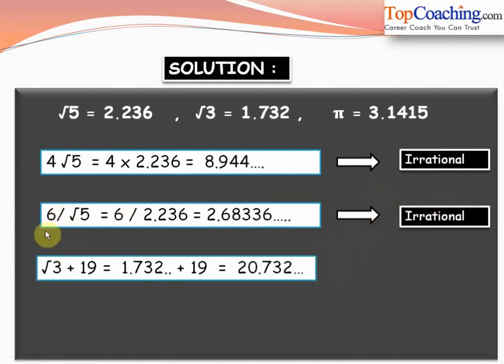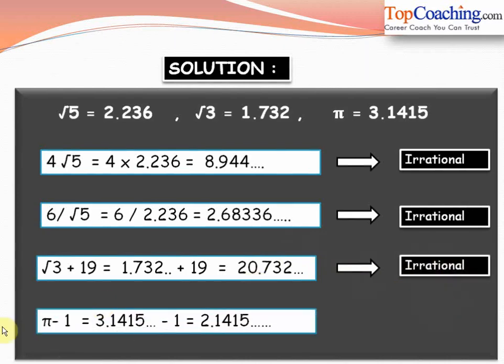The third number is root 3 plus 19. Now the value of root 3 is 1.732. Therefore we use this value to get the answer as 1.732 plus 19, which is equal to 20.732 and so on. Again, this is a non-terminating and non-recurring decimal. Therefore this is also an irrational number.